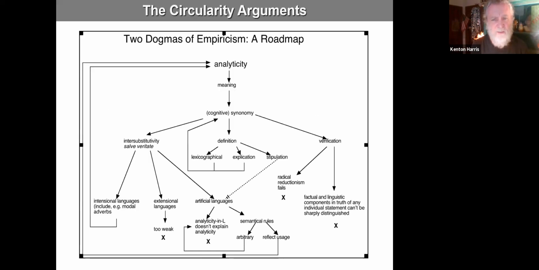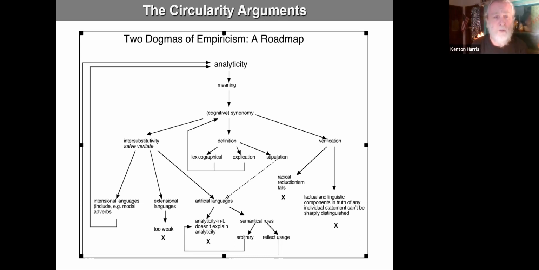So this was a chart I found online someplace, I forget where, and it's supposed to be mapping out the article, how Quine goes about his attack on analyticity. He starts by looking at analyticity and going to this notion of meaning, and then from the notion of meaning, going to the notion of cognitive synonymy. But then he trots out three different ways of trying to flesh out cognitive synonymy.